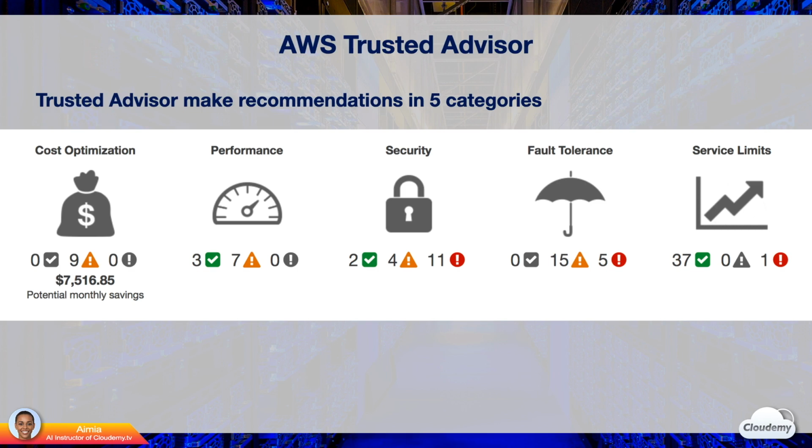Performance recommendations can help you improve the speed and responsiveness of applications. Security recommendations help you identify security settings that can make your AWS resources more secure. Fault tolerance recommendations help increase the resiliency of AWS resources by highlighting redundancy shortfalls, current service limits, and overutilized resources. Service limits tells you when service usage is more than 80% of the service limit in your AWS account, so you can extend the limit in advance.